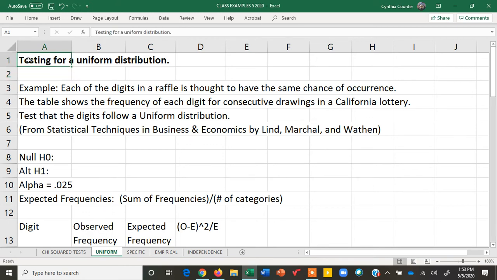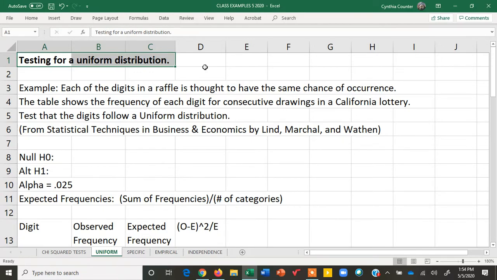Hello. In this video, we are going to discuss how to conduct a hypothesis test for testing to see whether data follows a uniform distribution. Here we are talking about frequencies and therefore proportions. So we're testing whether all the frequencies are the same, which is equivalent to all the proportions being equal, because a uniform distribution is when all the frequencies and proportions are the same.